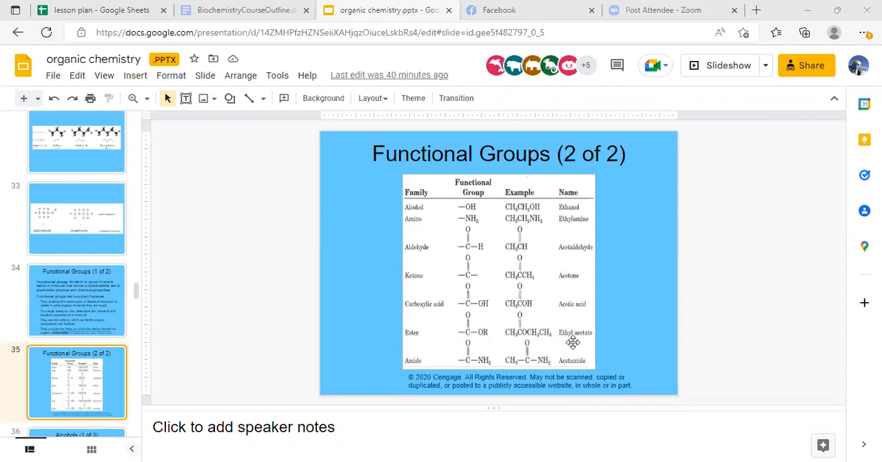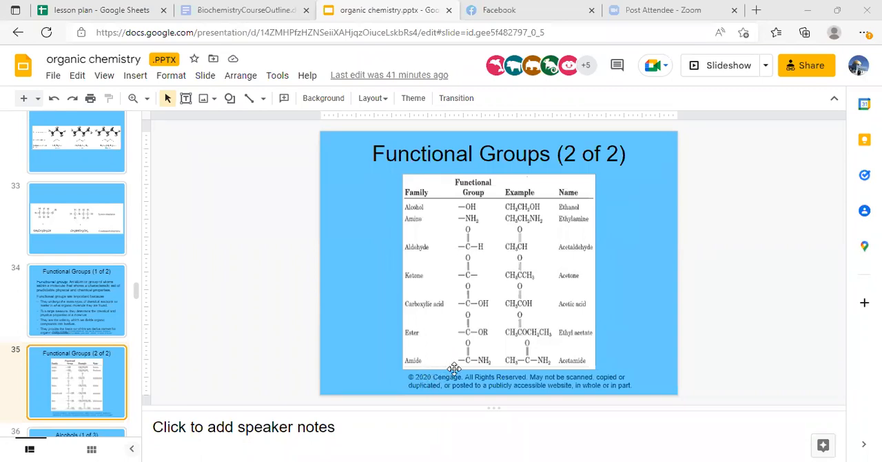So may mga mababangong ester, most of the esters mababango. Pero syempre yung mababaho, yung amoy tae, may mga esters rin na mabaho. Okay? So hindi lahat ng ester mabango. Pero for sure may amoy siya. So whether bad or good, yung esters, they have smell.